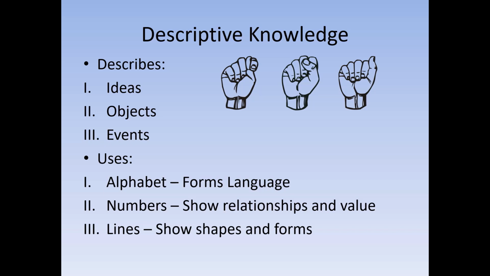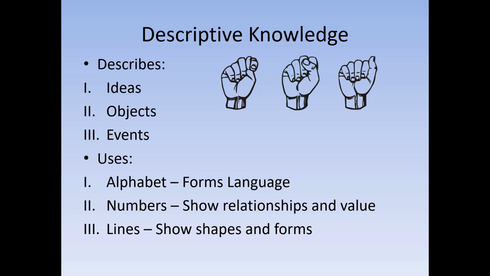So, for example, descriptive knowledge in your ELA class is your alphabet, right? You put letters together to make words, and then you put words together to create sentences, then sentences together to make paragraphs, and paragraphs together to make books, right? That's descriptive knowledge. And numbers, just the same. You use numbers to create value. And then when you add those numbers together, 1 + 1 equals 2. 2 + 2 equals 4.